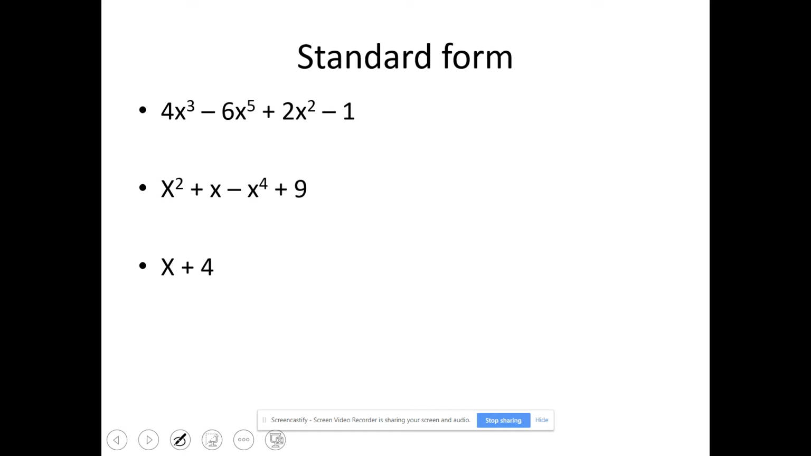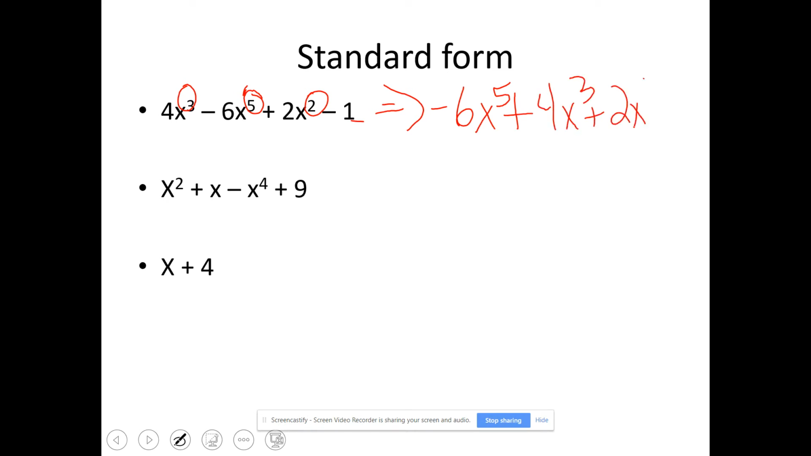All right, our next example. We go from a 3 to a 5 to a 2 to no variable. This is definitely not in standard form. So to make it standard form, that negative 6x to the 5th has to come first. That's a positive 4x cubed plus 2x squared minus 1. The 5 says that this is a 5th degree polynomial, and our leading coefficient is negative 6.